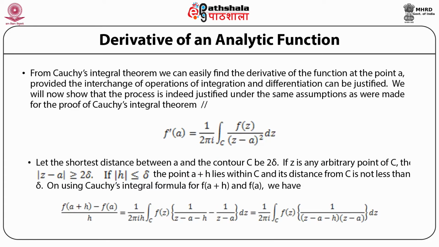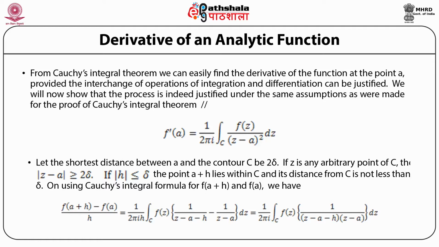Now let us see the derivative of an analytic function. From Cauchy's integral theorem, we can easily find the derivative of the function at the point a, provided the interchange of operations of integration and differentiation can be justified. We will now show that the process is indeed justified under the same assumptions as were made in the proof of Cauchy's integral theorem. So, f'(a) equals 1 divided by 2 pi i times the integral along C of F(z) divided by (z minus a) whole squared dz.